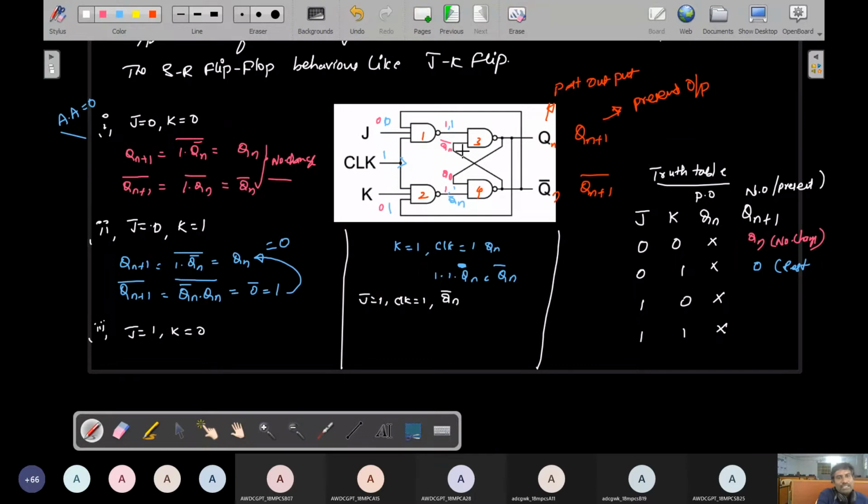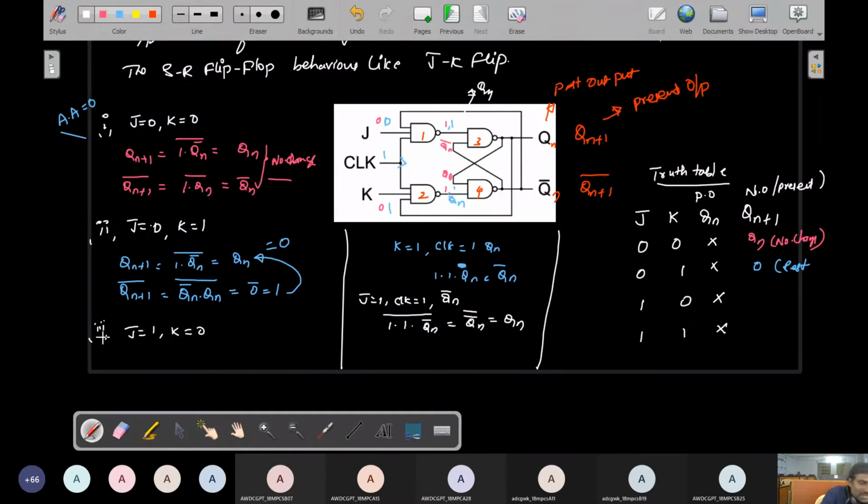So what is the output of the first NAND gate? 1 into Qn whole bar, so that is equal to Qn bar whole bar. So this is the output. Simply you will write this is Qn bar whole bar, so that is called Qn. So here the output is Qn.